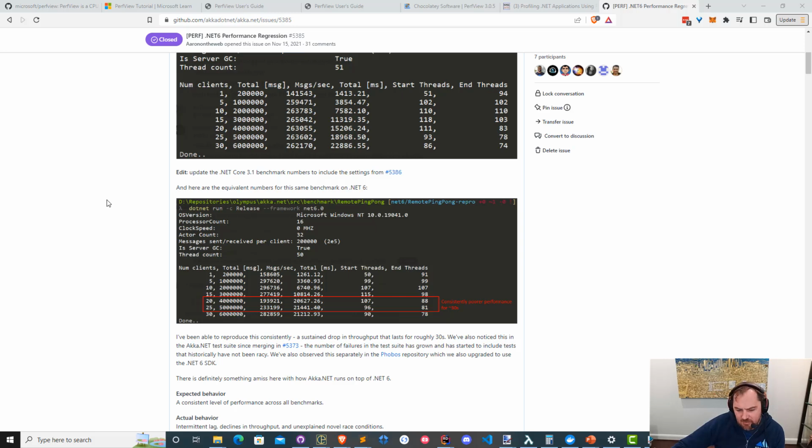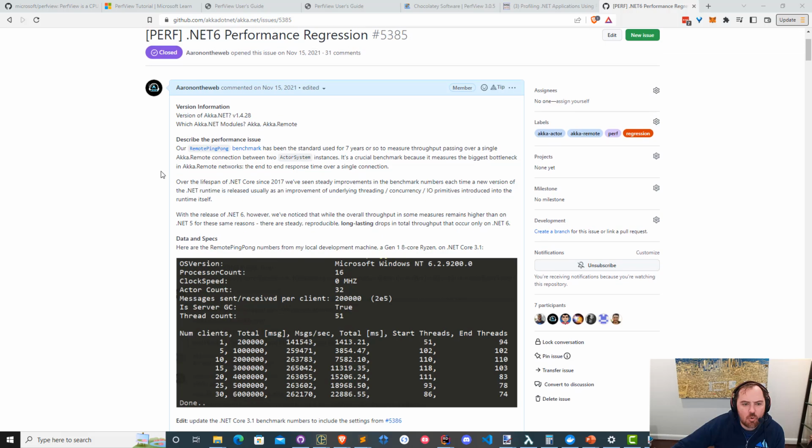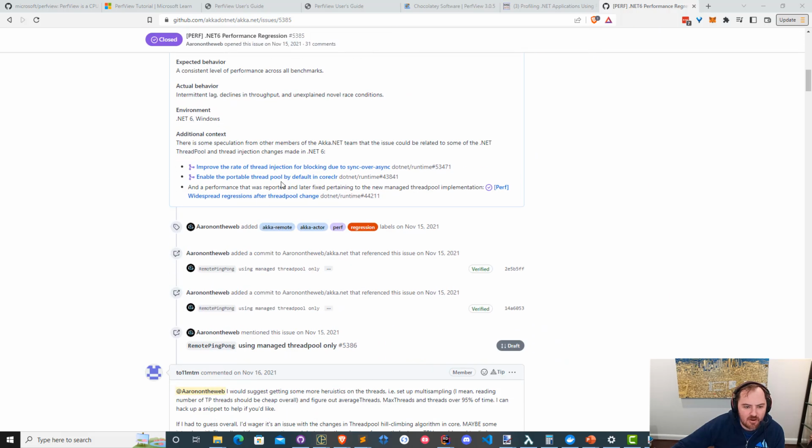We originally thought that this issue was related to a change that was introduced in the core CLR. Let me see if I can find this. Yeah, here we go. They changed the underlying thread pool implementation in the core CLR to move away from the original thread pool design that had been used from many different versions of .NET all the way up until .NET 5. And then in .NET 6, they switched to this new portable thread pool design. We suspected that that was the cause of the performance degradations that we saw.